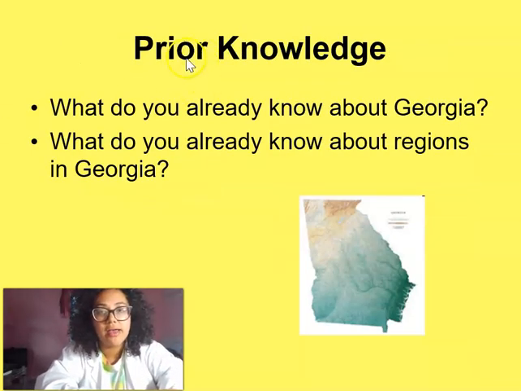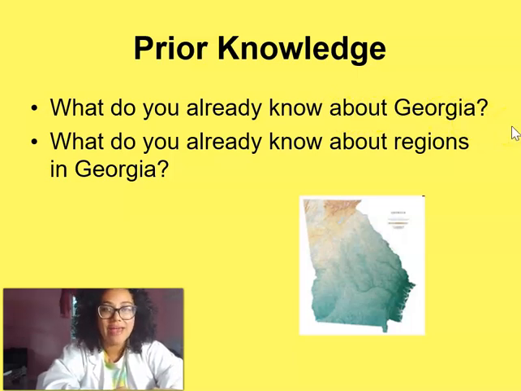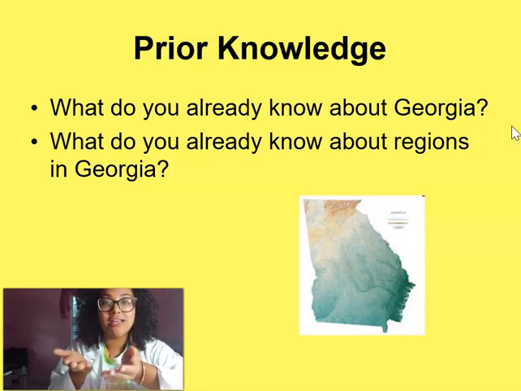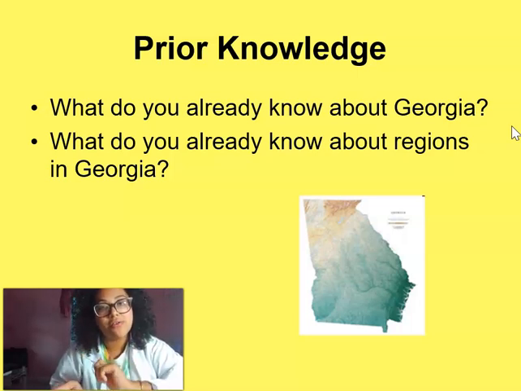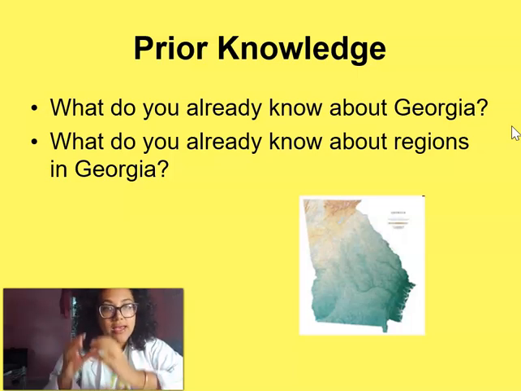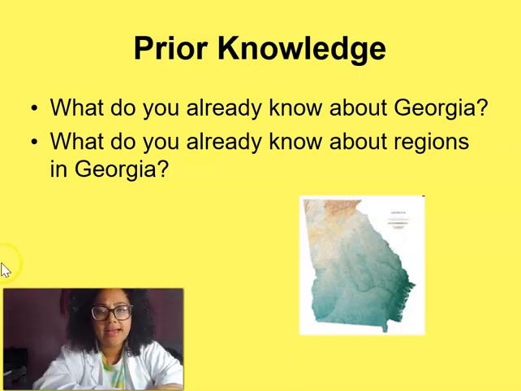So I want us to look at our prior knowledge. Let's see what we might already know. What do you already know about Georgia? Take a moment to think about that. If you have your science journal, go ahead and take it out and maybe pause the video to write some things down. It doesn't have to be a complete sentence, just jot some things down. What do you already know about Georgia? And then looking at that second question, what do you already know about regions in Georgia? It's okay if right now nothing is coming to mind. At any time you can pause or stop the video and just write down your thoughts.